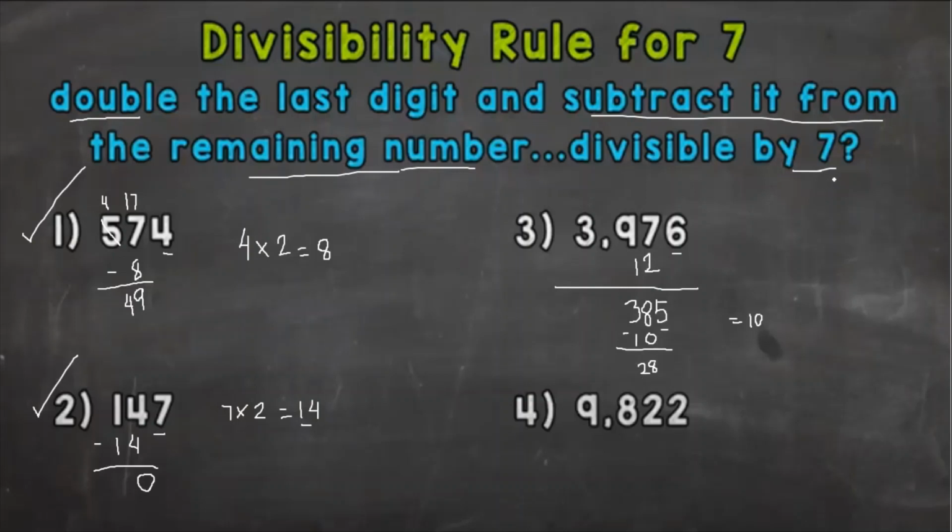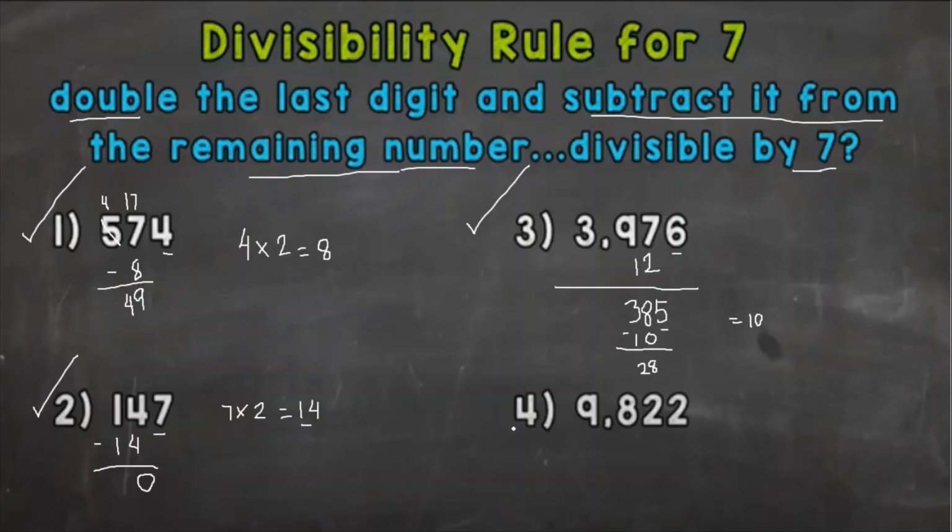Is 28 divisible by 7? The answer is yes. 28 is divisible by 7. If we do the table of 7: 7, 14, 21, 28. 7 times 4 is 28. So therefore, 3,976 is divisible by 7. Okay, you already know how to use the divisibility rule for 7? Okay, let us proceed to our last example.